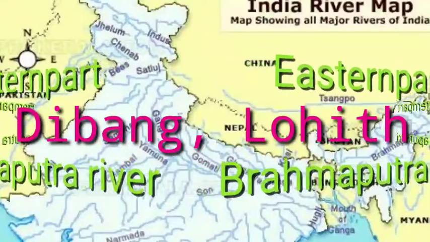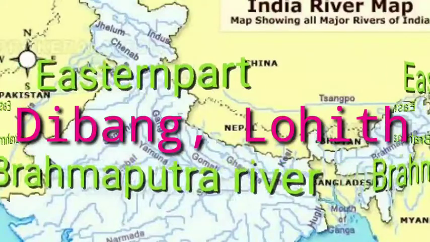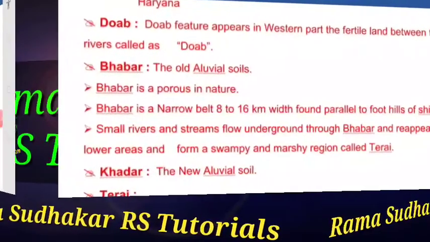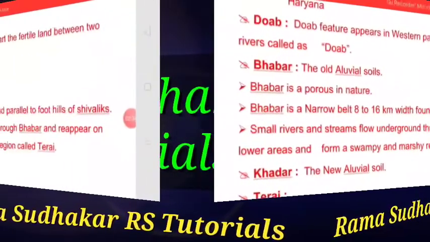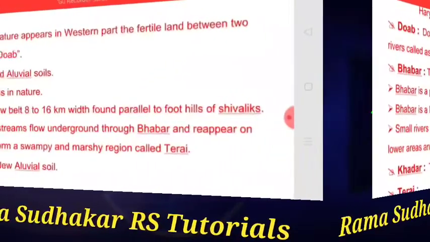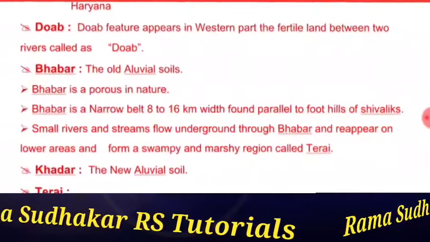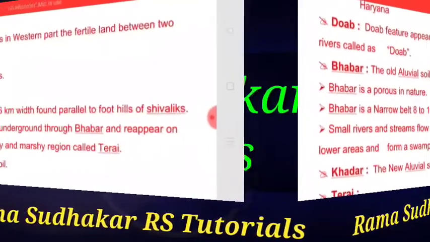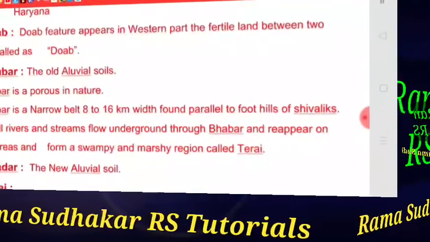What is the eastern boundary of Himalayas? Brahmaputra Valley is the eastern boundary of Himalayas. Doab feature appears in western part. What is Doab? The fertile land between the two rivers is called Doab.